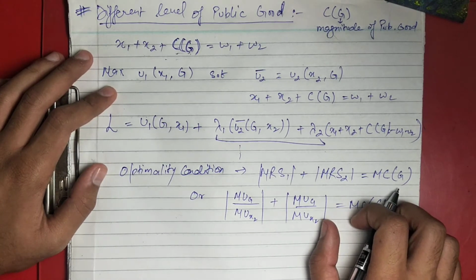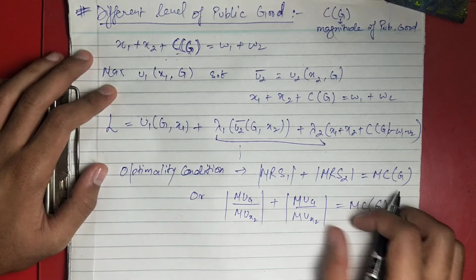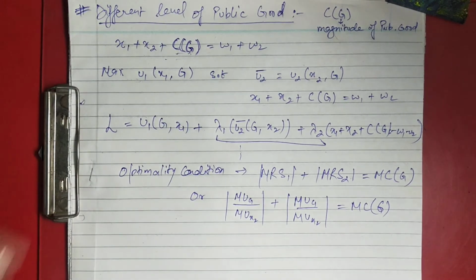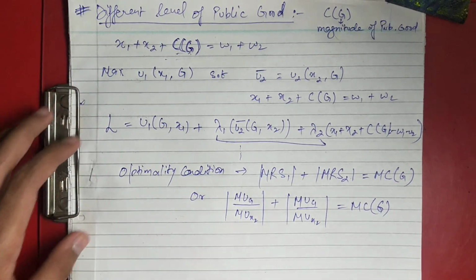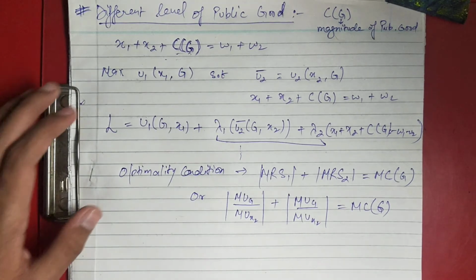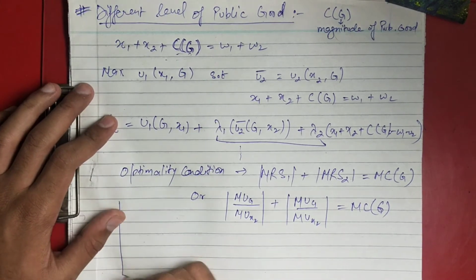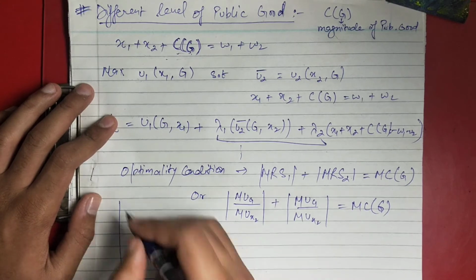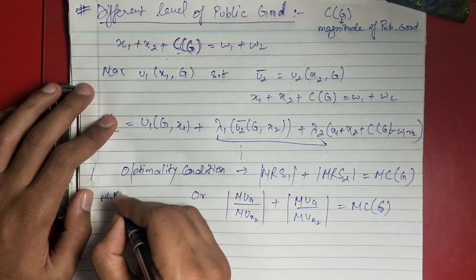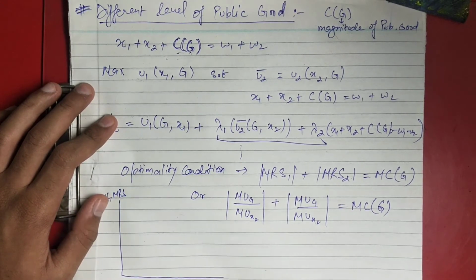Now if I want to show this in a diagram, what happens if we don't follow this condition? So this is your graph: this is your MC and MRS, and here is your public good.